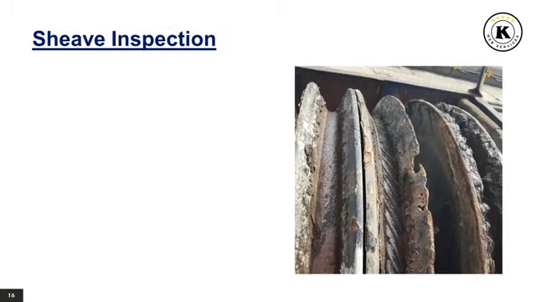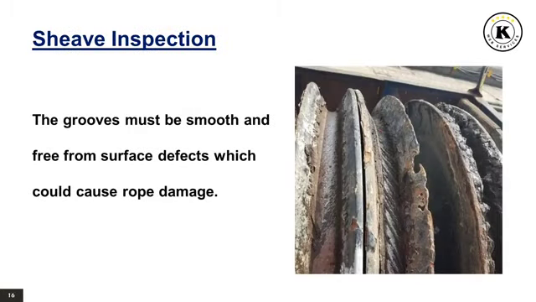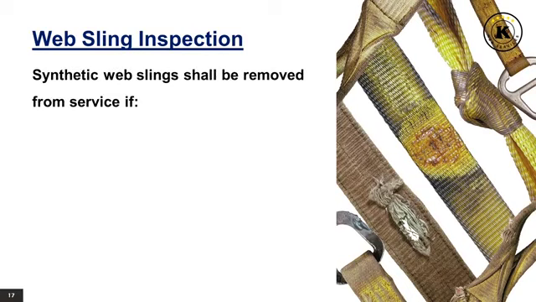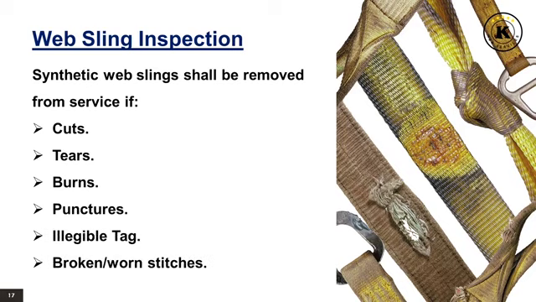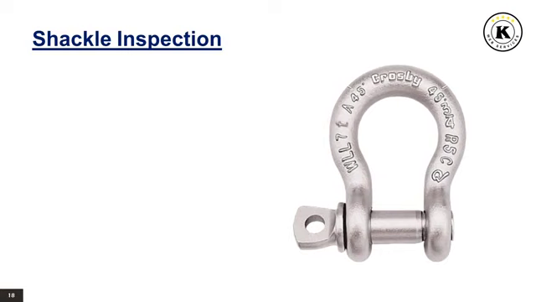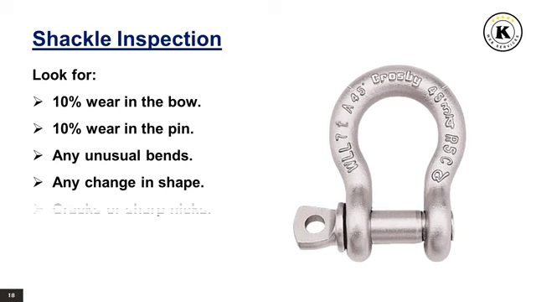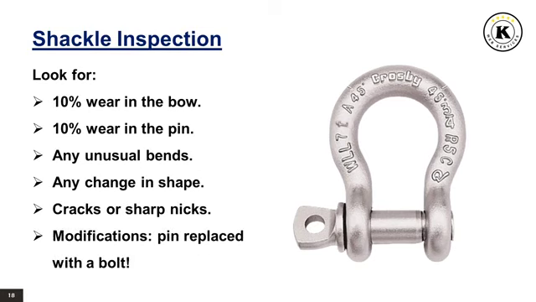Sheave inspection. The grooves of the sheave must be smooth and free from surface defects which could cause rope damage. Web sling inspection. The synthetic web sling shall be removed from service in case of cuts, tears, burns, punctures, illegible tag, or broken or worn stitches. Shackle inspection. Look for 10% wear in the bow, 10% wear in the pin, any unusual bends, any change in shape, cracks or sharp nicks, and modifications such as pin replaced with a bolt.